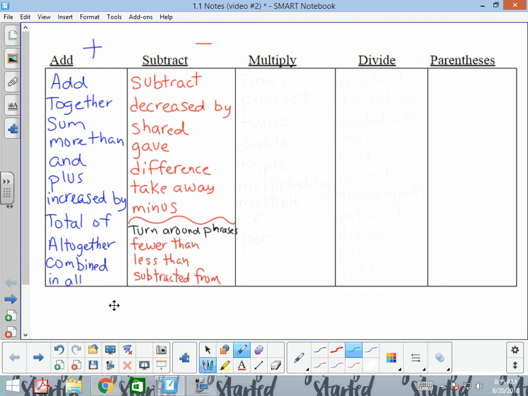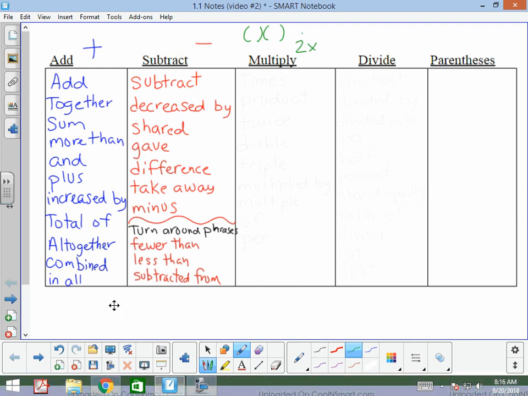We're going to move on to multiplication. Now there's several symbols we use for multiplication. We use parentheses for multiplication. We use a dot. When we have a number and a variable, we don't use a dot. We don't use parentheses. We just write the number first and then the variable. So those different ways are used for multiplication.